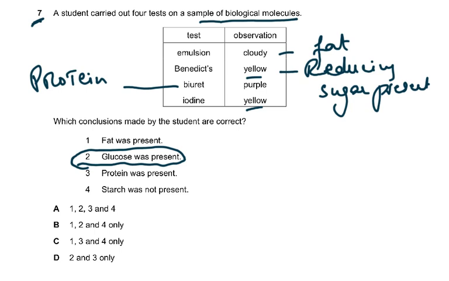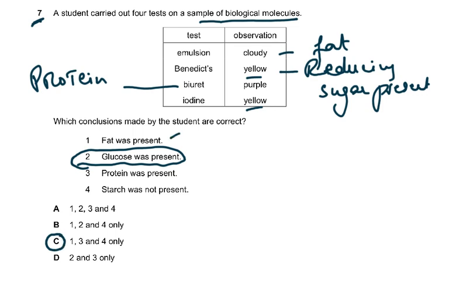So emulsion cloudy means fat present. Benedict's yellow means reducing sugar present. Biuret purple means protein present. Iodine yellow means no starch present. So that is why, when we are reading the question, we've got to be very careful. So the answer was 1, 3, and 4.